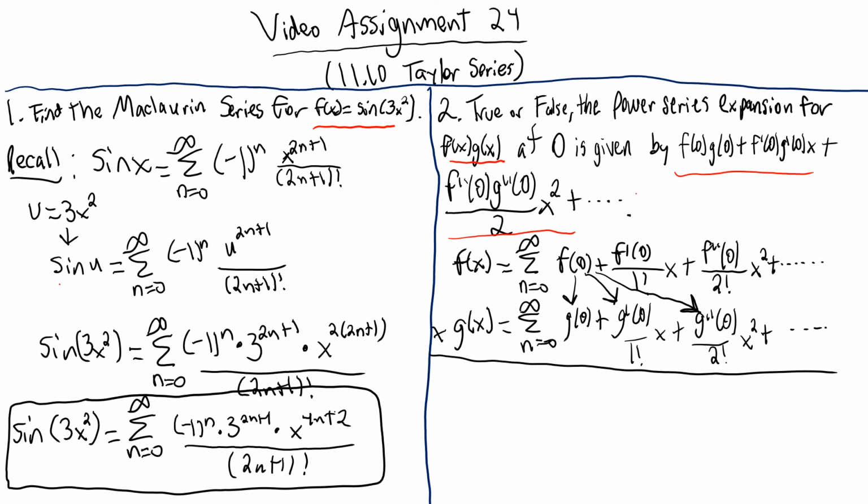So, for instance, after you do f of 0 times g of 0, you would then have to do f of 0 times g prime of 0. And then you would have to keep going on with the rest of these numbers until you get the series. So, because of how the statement is phrased above, that statement is false.